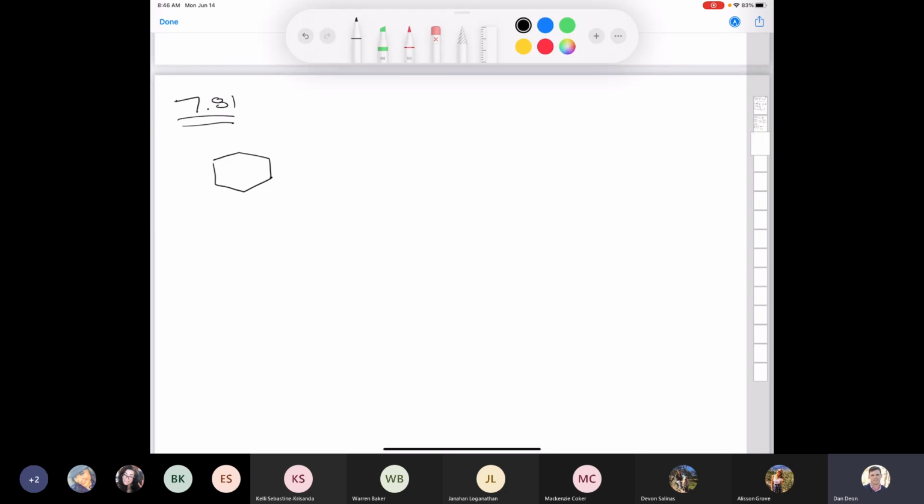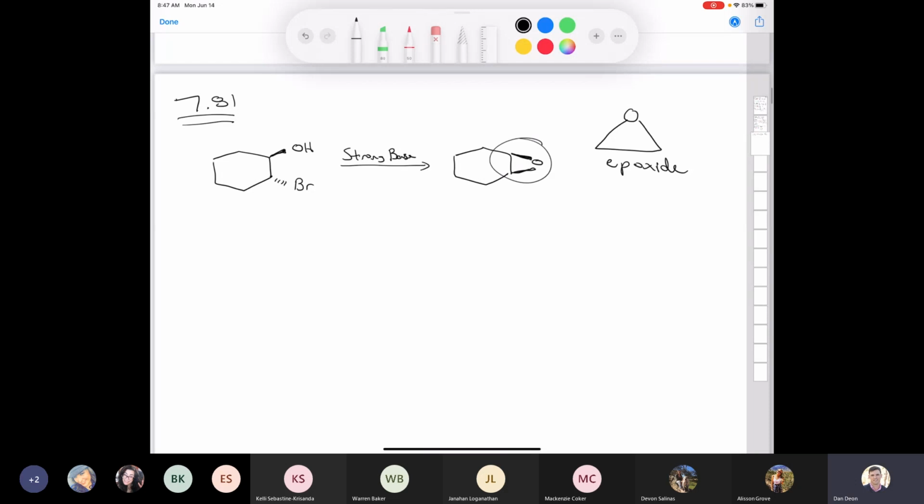So check this out. This is a very cool question. Gets you to think a little bit. Okay, and I'm sure you can all solve it. It says you're taking this molecule, you're treating it with a strong base, and you end up with a new functional group. We call this an epoxide. Whenever you have a three-membered ring with an oxygen, that's called an epoxide. So you end up making an epoxide. And the question says, when you take this molecule and you treat it with a strong base, you get an epoxide. Suggest a mechanism for the formation of the epoxide.